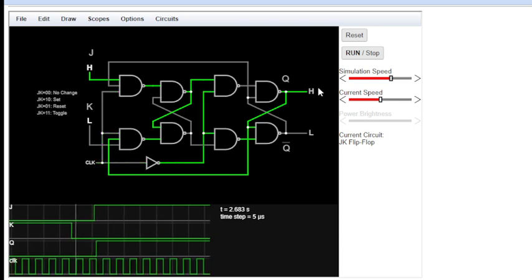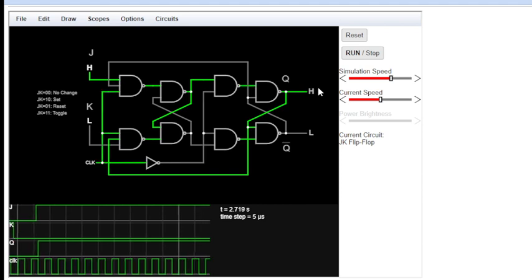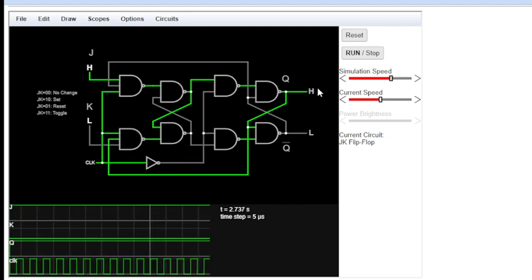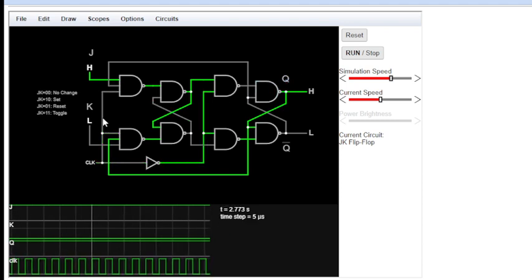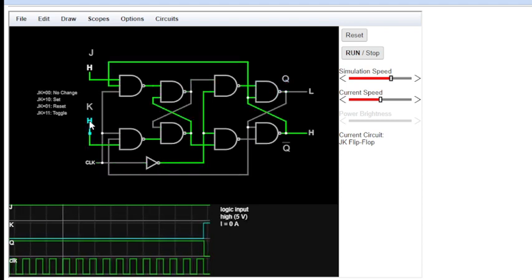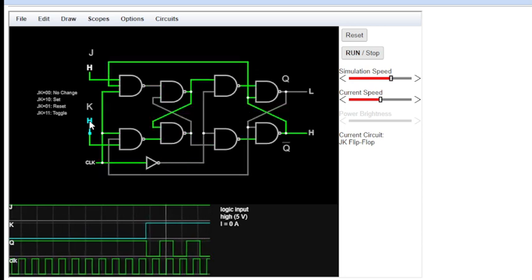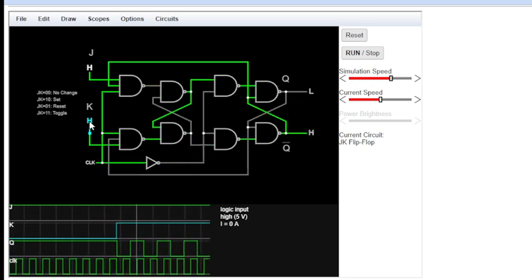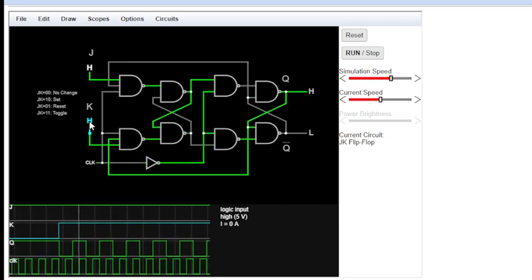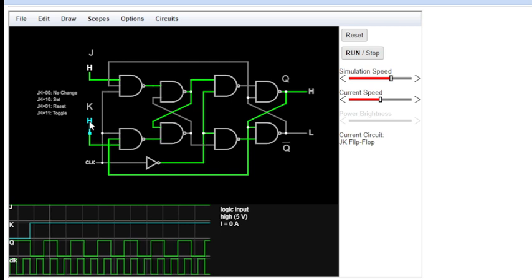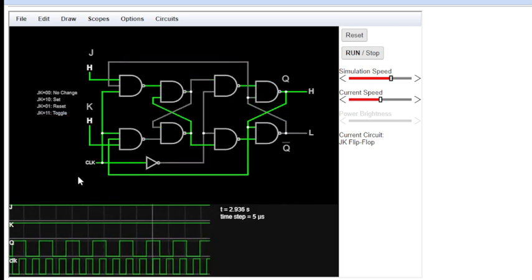So basically, if we make the J high and K low, we will get a continuous high output at the Q. And if we make both high, then we will get a flicker, or you can say the output will always flip. That's why we call this circuitry a flip-flop. This is the working principle of the JK flip-flop.